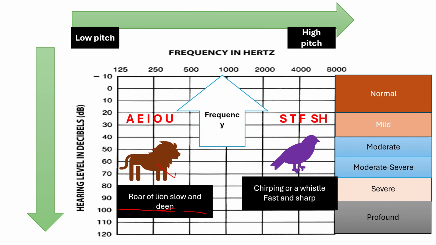Letters associated with low pitch sound are like A, E, I, O, U, and as you go up, the frequency of the sound will increase per second, like the sound of a bird, which is fast, sharp, and quick, chirping or a whistle. And letters associated with high pitch sound are like S, T, F, sh sound.